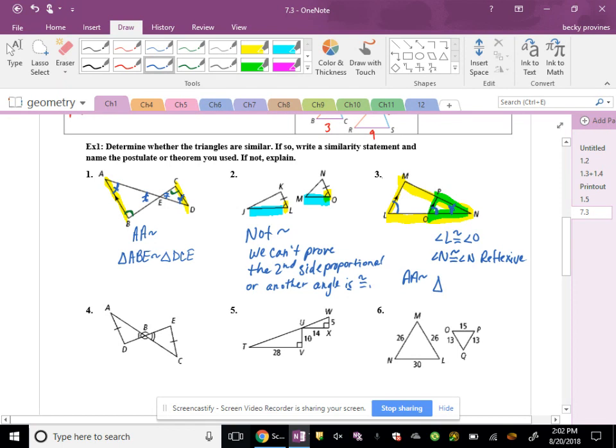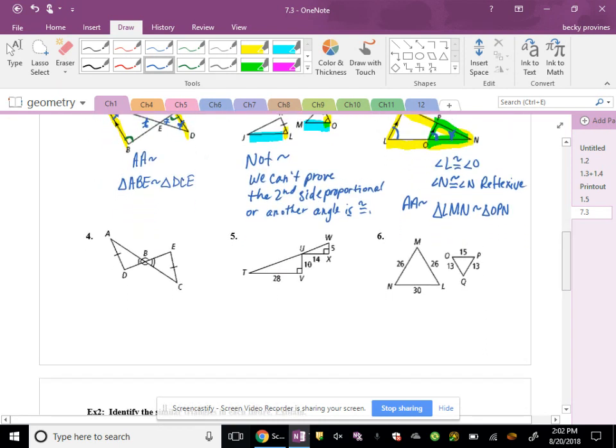So let's pick a triangle. I'm going to pick the big yellow one and say it's LMN. Now, what's the name of the green triangle that corresponds? L corresponds with O, M with P, N with N. Okay, so we're finished. Next one.